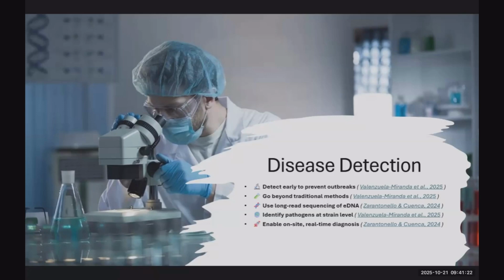First one, we generally use the sequence technique for disease detection. Detect early to prevent outbreaks, go beyond traditional methods, use long read sequence of eDNA. The eDNA means environmental DNA. Identify pathogen at strain level for ONT technology and PacBio technology, not Illumina. Enable on-site real-time diagnosis.